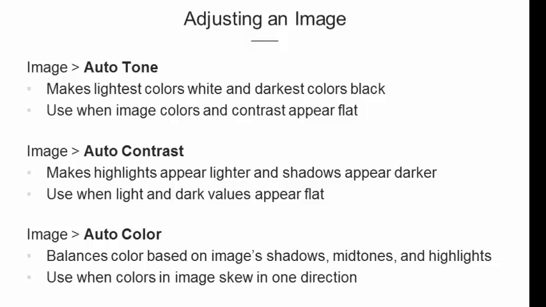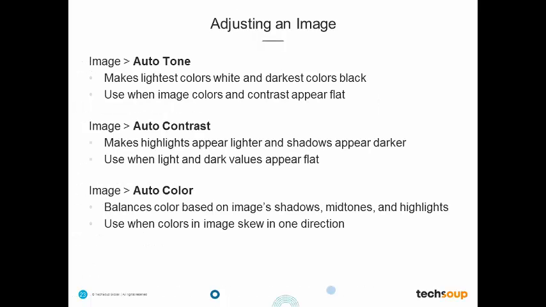Auto contrast does something similar to the auto tone, but the difference here is highlights versus shadows. Highlights and shadows are just the upper range of your image, not the midtones, is what they're called. So the highlights are only the highest, brightest colors, and the shadows are the darkest. It doesn't touch the midtones, whereas auto tone, if everything is skewed too bright or too dark, will adjust the midtones accordingly too. And lastly, the one I showed the example of first, which was auto color. This will balance the color based on the image's shadows, midtones, and highlights.